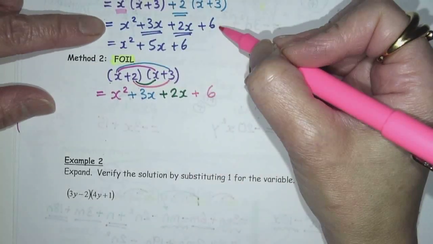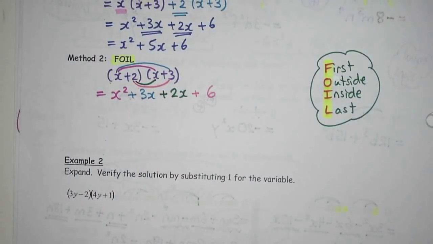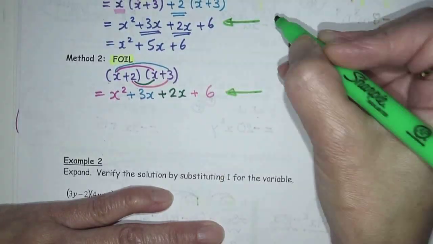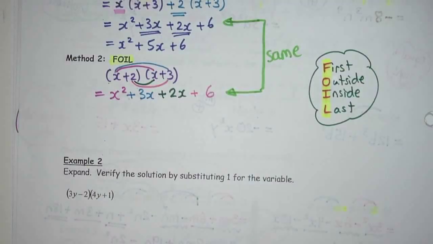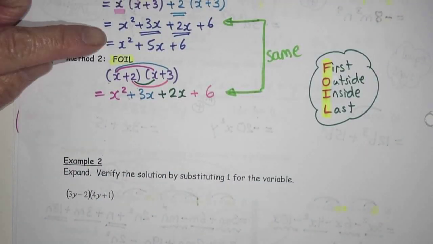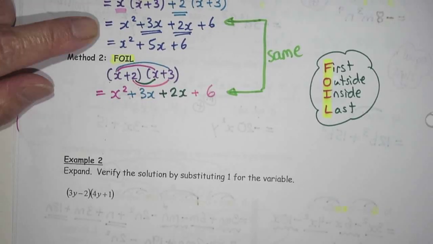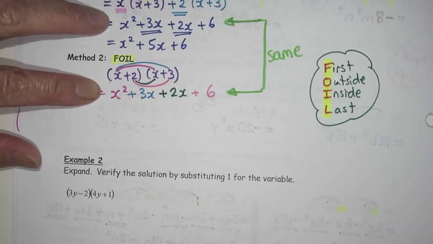And you'll see if you compare this line with this line, so look at the two lines right here. If you look right here and right here, they're the same. So you get the same second line there. x squared plus 3x plus 2x plus 6 is the same as this one. So you get the same line here.